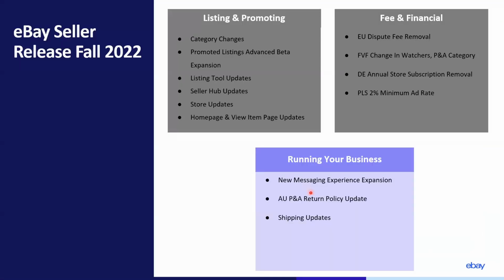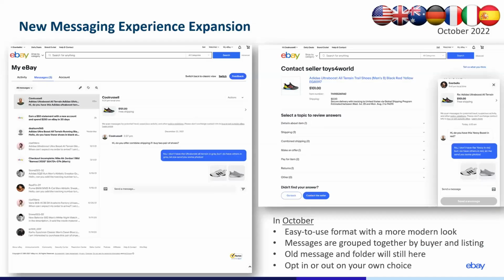Let's move on to the running your business updates. Earlier this year, we launched the beta version of the new messaging experience in the eBay mobile app. In the coming weeks, you will be moved to a new experience which will better connect you to your buyers and make it easier for you to manage your messages. If you don't prefer the new experience, you can opt out and continue to use the old messaging format until 2023, when we fully migrate everyone over to the new experience.